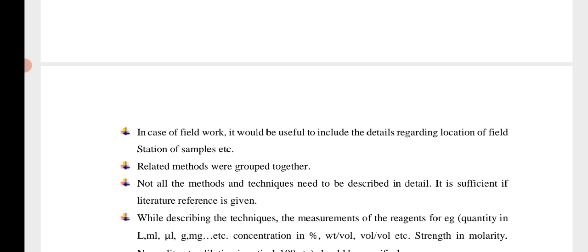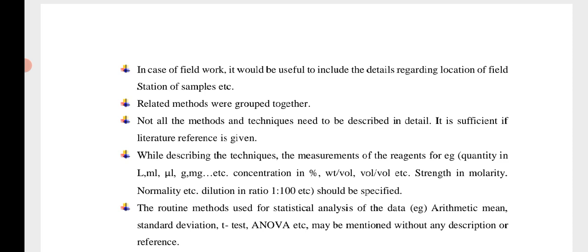And also some of the units of measurement to be followed in writing the materials and methods, like liter, millimole, microliter, as well as gram, milligram, etc. And also sometimes the concentration of a substance is mentioned, like percentage, weight by volume, volume by volume, etc. Strength in molarity as well as normality, etc. Dilutions, such as a 1:100 ratio, etc., should be specified.